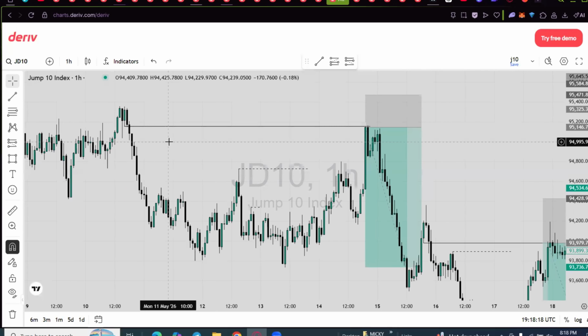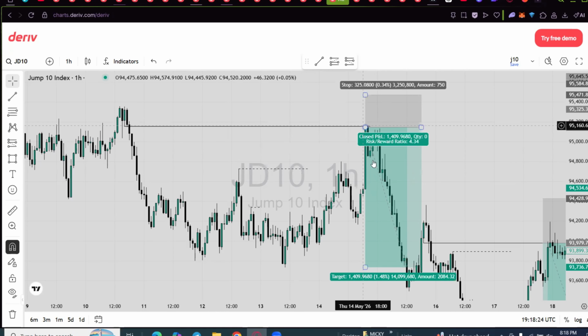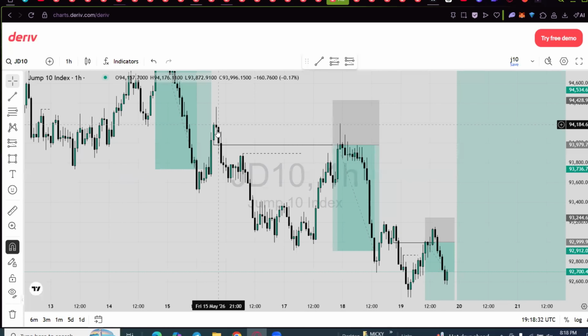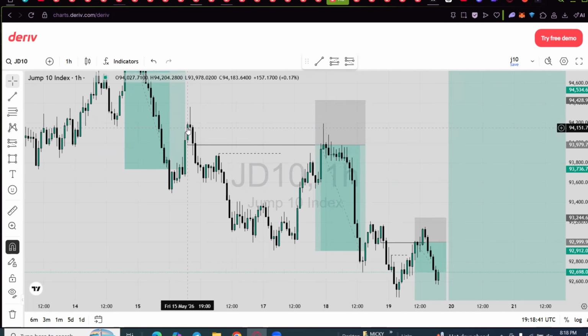I did not actually take this trade because the liquidity was too far away from POI. That's why I did not take it. But you can see it still held. Then this is the trade that we took. And you can see it's the same thing that happened. This is our type B setup. Right? This is our type B setup.